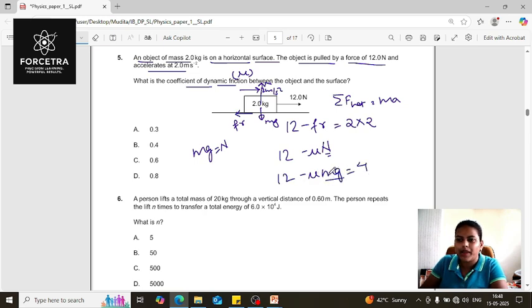So m is the mass, 2, into g, which is 10, so it would be 20. So 12 minus mu into 20 is equal to 4. When you solve it, 8 is equal to 20 mu. This is your mu, and when you solve it, you get 0.4. So mu in this case is 0.4.